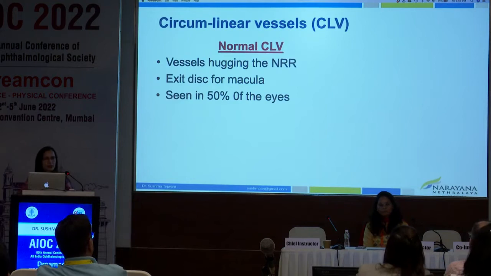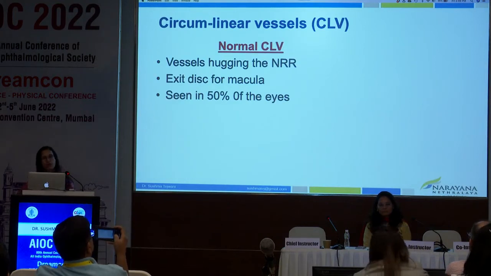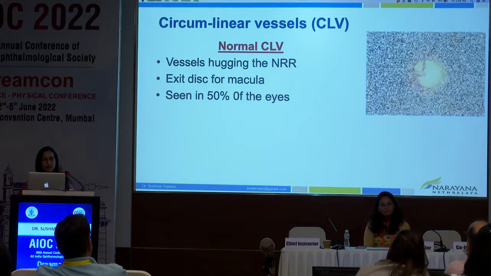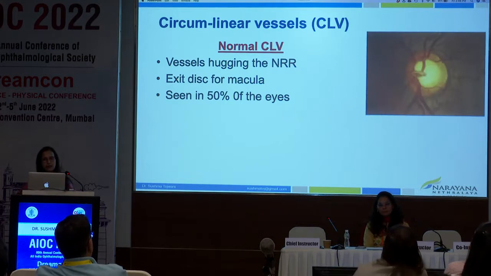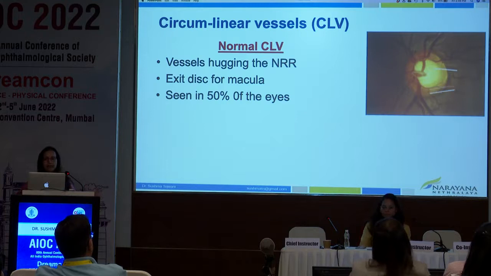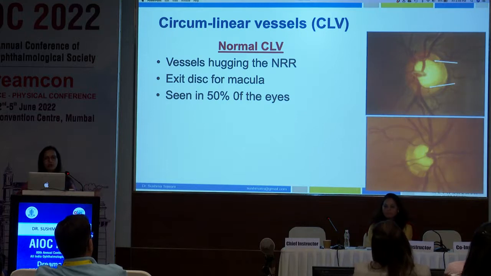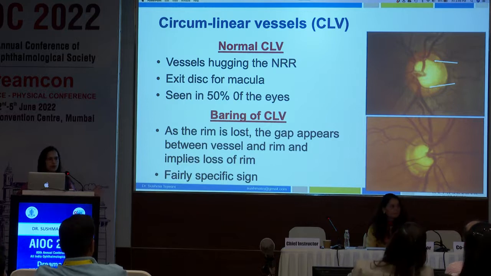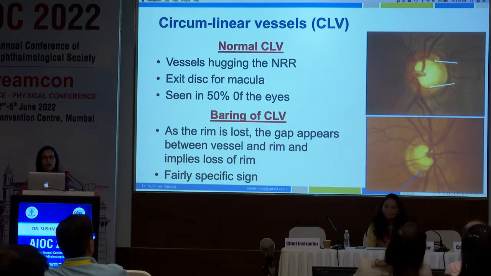Circumlinear vessels are another important thing that you can pay attention to. All of us do not have circumlinear vessels. Only 50% of us have them, and they look like this. They exit from the neuroretinal rim and go towards the macula, following the neuroretinal rim. So in people who have circumlinear vessels, when there is a loss of neuroretinal rim, which is called baring of the neuroretinal rim, that is suggestive of glaucoma. Again, one of the very specific signs of glaucoma, but mind you, all of us do not have circumlinear vessels, so we should look for it.